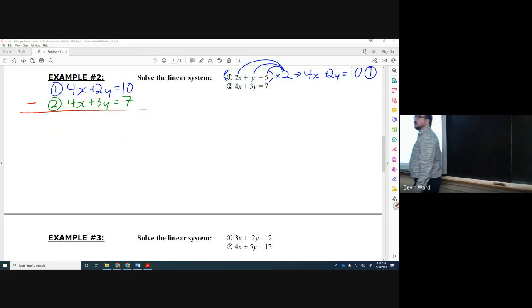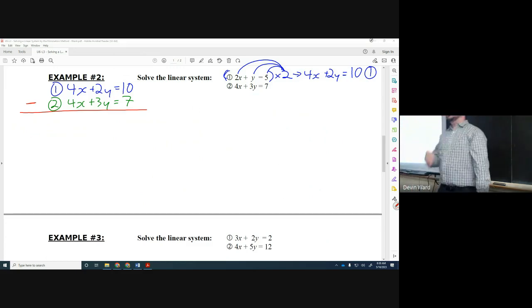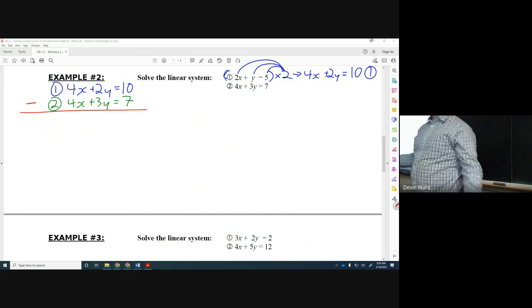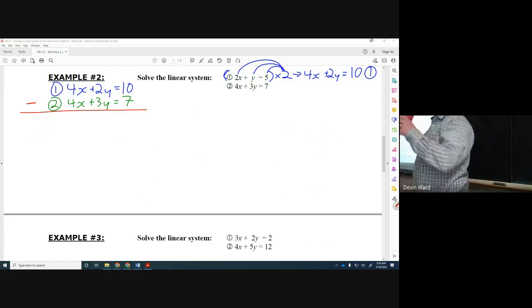Now I have a 4x and a 4x. Those are going to cancel out, and x is going to be eliminated. So I'll only be left with y, so I can solve for y. The only reason we're multiplying is so we can have the same x, so that when we subtract them, we get 0, exactly. I could have multiplied it by 3 and got rid of y instead. It doesn't matter. If you do it either way, you'll get the same answer.